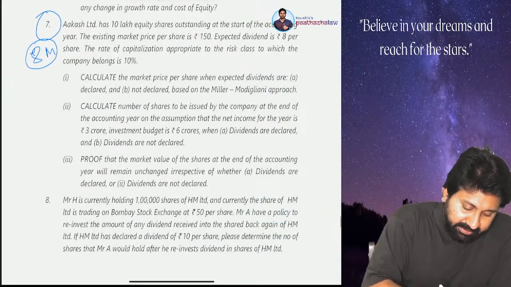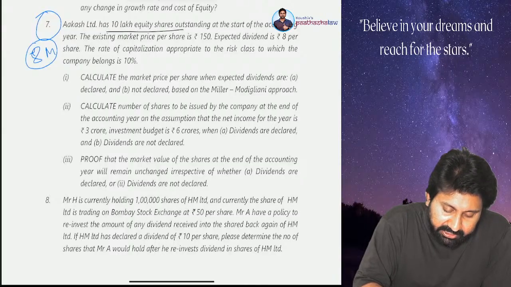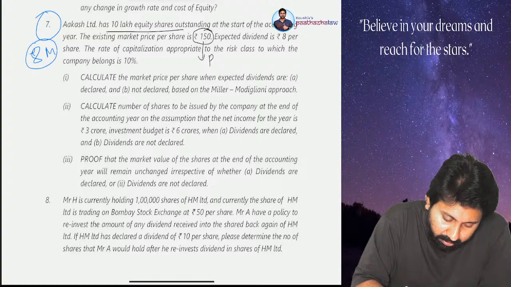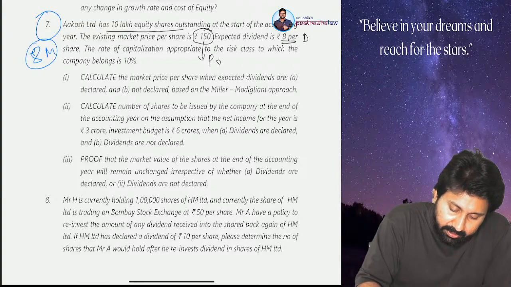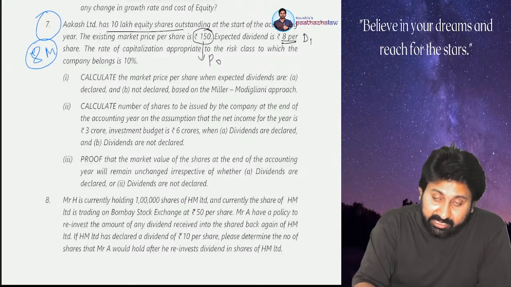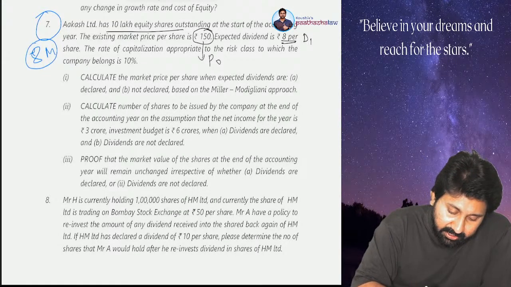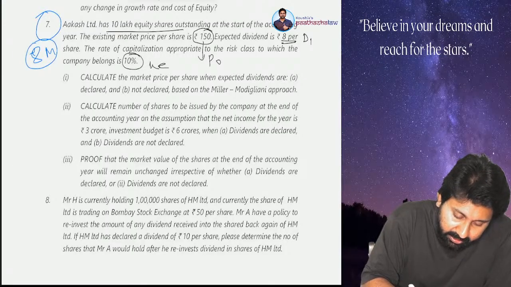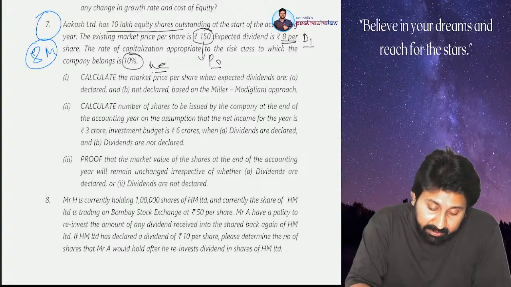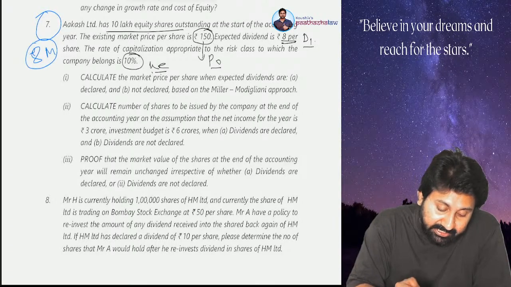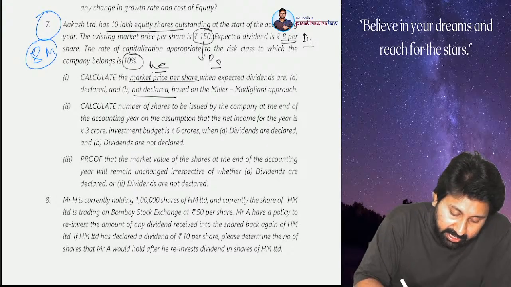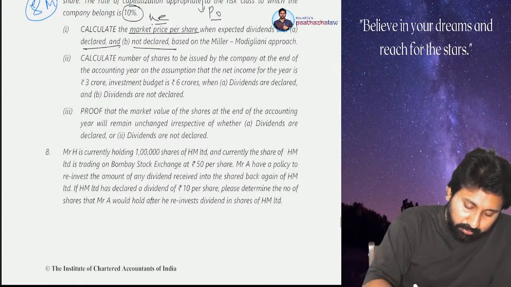Let us take question number 7. Akash Limited has 10 lakh equity shares outstanding at the start of the accounting year. Existing market price, here itself you write down P0. Expected dividend D1. Here the institute is directly taking it as D1. KE is 10%. So we have D1, KE and P0. D1 plus P1 divided by 1 plus KE; we need to just calculate P1 now. Calculate market price per share when expected dividends are not declared and declared. Two situations we have to do.